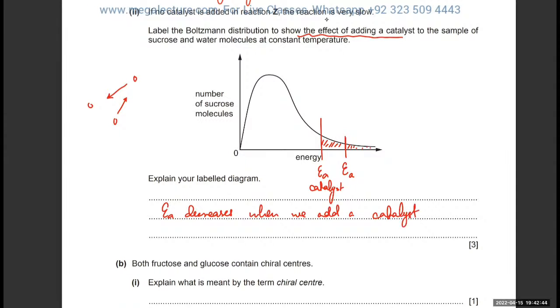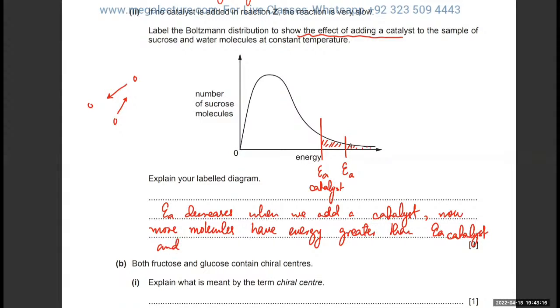So what the diagram shows is that now more molecules can take part in successful collisions, because previously only these ones were able to take part. So now more molecules, or more particles, have energy greater than activation energy and can collide successfully, or can have effective collisions.